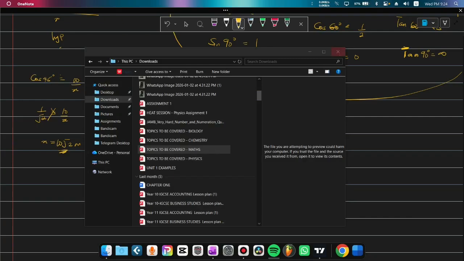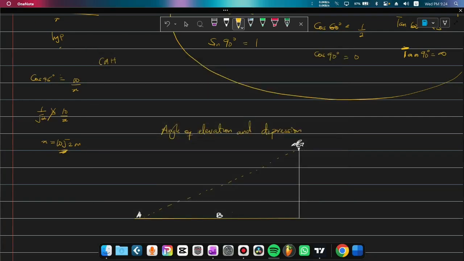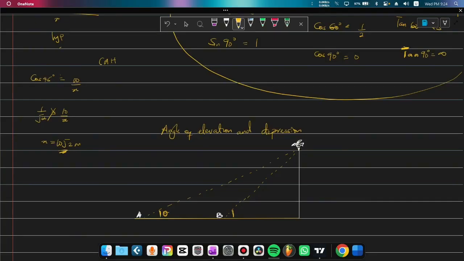Let's say this is the level ground. If person A looks at this bird, this would be his eyesight level. If person B looks at the bird, this would be his eyesight level. What did we notice? They have two different angles of elevation.